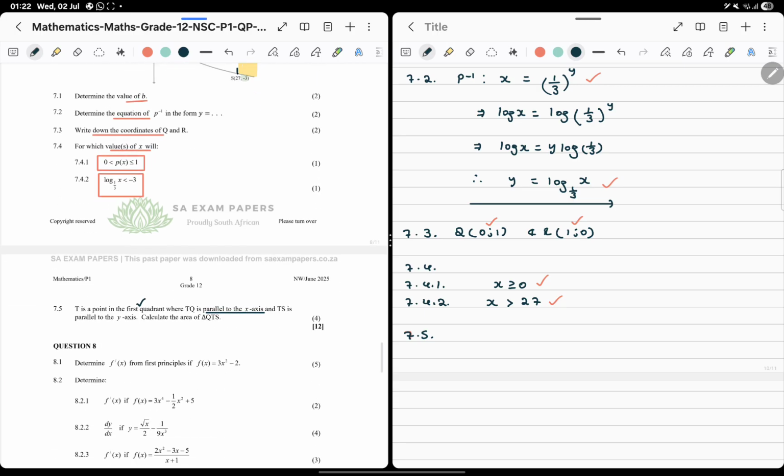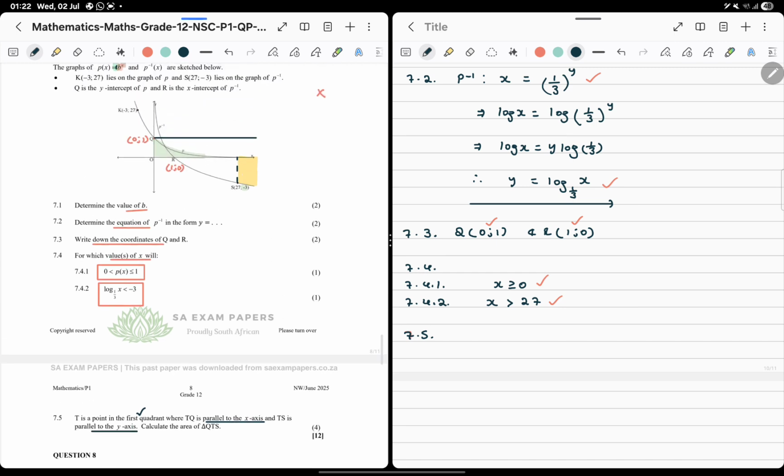And then TS is parallel to the y-axis, meaning it's a vertical line. So literally we just continue like that. Okay. So this is out. So this is point T. Now we need the coordinates.